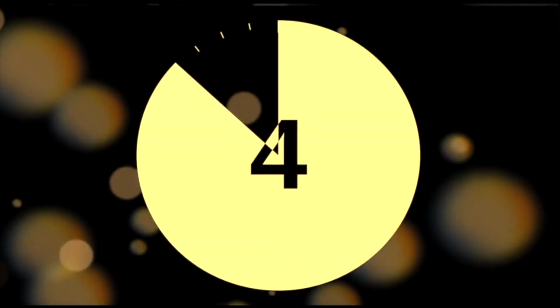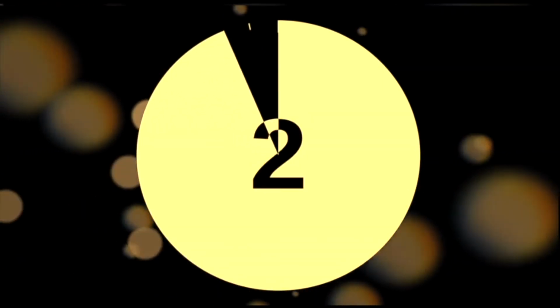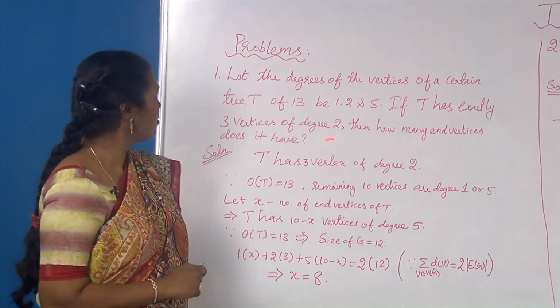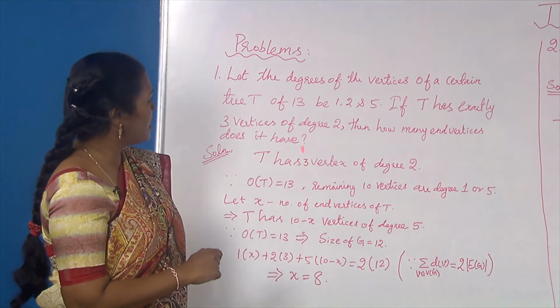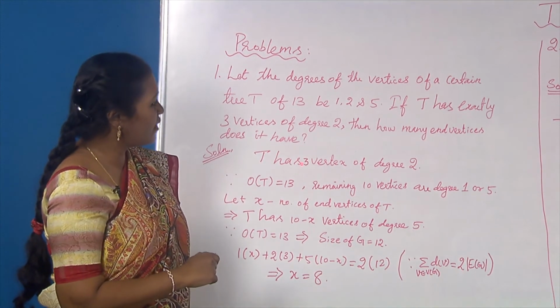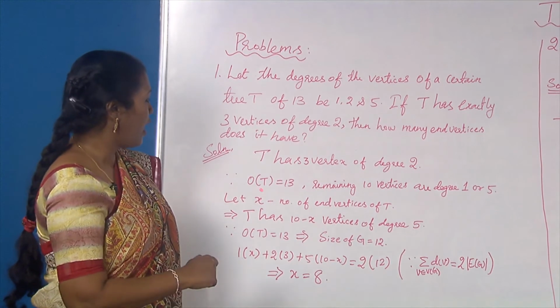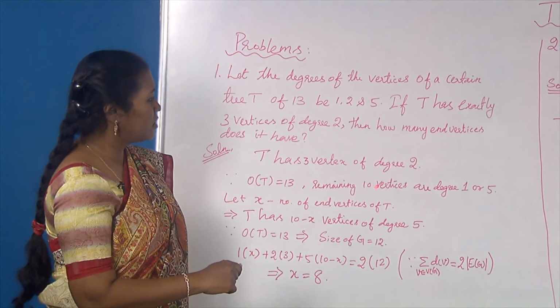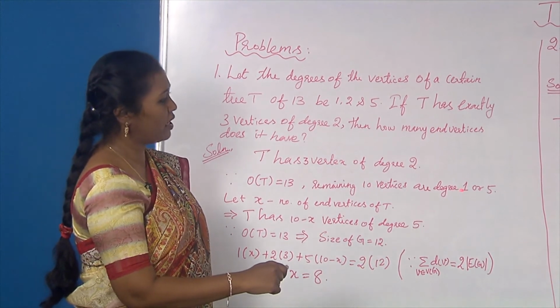You have been given 15 seconds to ponder over the problem. I am sure you have arrived at the right solution to this problem. Let us now see the solution. So, the solution is that given that you have 3 vertices of degree 2 and the order of the tree is 13, the remaining 10 vertices are of degree 1 or 5.